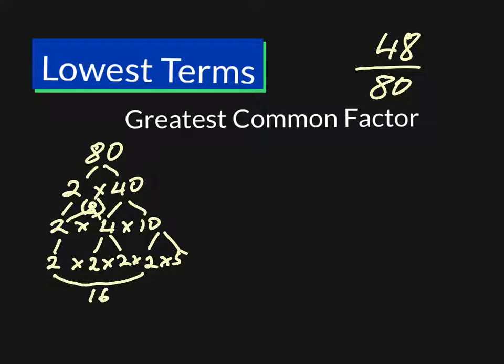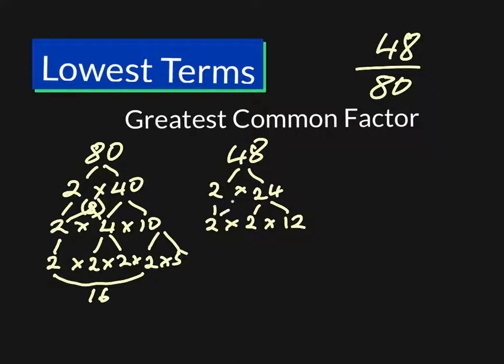Okay, so now let's find the factors of 48. So 48 is also an even number, so I'm going to start with 2 times 24, and see if that factors more. Now 2 doesn't get any smaller, but 24 does. 24 could be 2 times 12. And I know that 2 times 2 is 4. So there's another factor. And let's see if it'll factor even more.